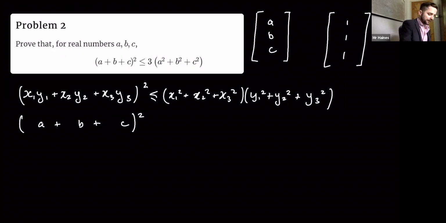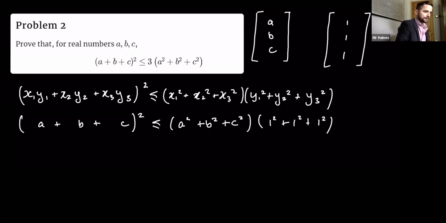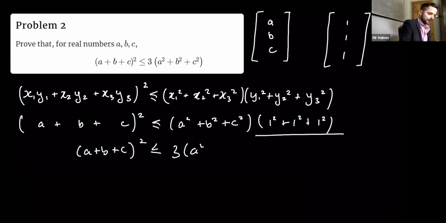What does that leave us with on the right? By the Cauchy-Schwarz inequality, it would have to be a squared plus b squared plus c squared times by 1 squared plus 1 squared plus 1 squared. This gets us 3, and then we have the sum of the squares. Very nice.